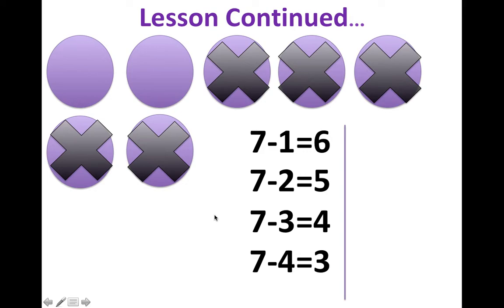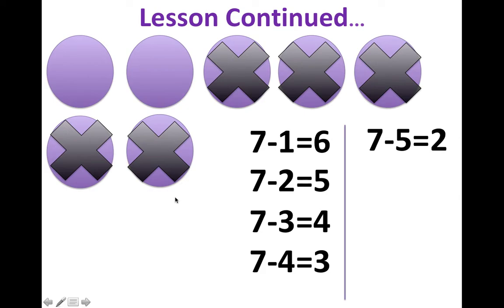So the number sentence, let's write it together. Please take out your dry erase board and a marker, or if you have a pencil and loose leaf paper, please take that out. So the number sentence would look like 7 minus 5 equals 2, because I started off with 7 and I took 5 because I have 5 circles with X's on them, and then the answer is 2.